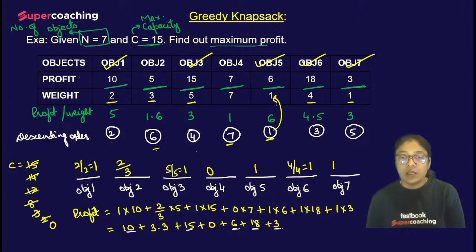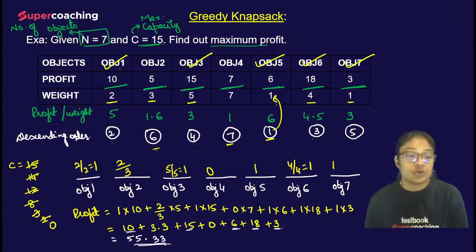Wait. 33, 43, and this is coming out to be 55.33. Just check it. 25 and 43, 43 and 9 is 52. Yeah, 55.33. So this is the optimal solution.